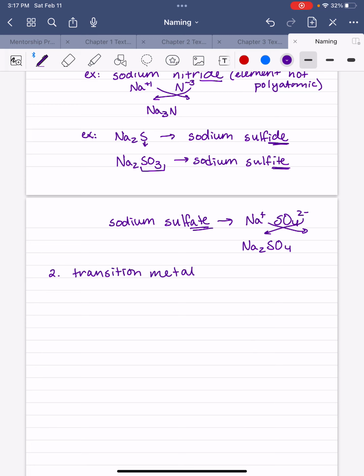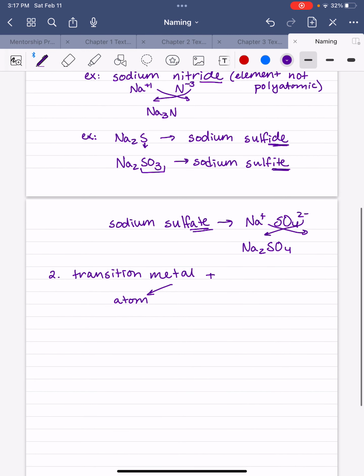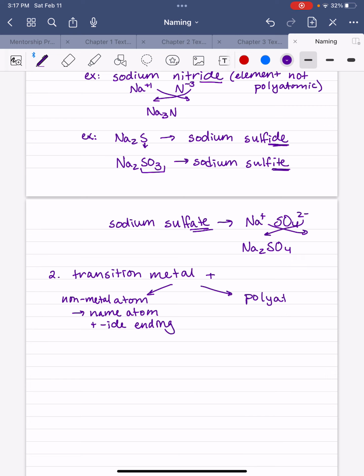So with a transition metal, it's always going to be paired with one of the same things as a regular metal. So it will either be paired up with an atom, and again, it's going to be a non-metal atom, and again, we're going to name the atom, and we're going to give it the ide ending, or it can be paired up with a polyatomic.